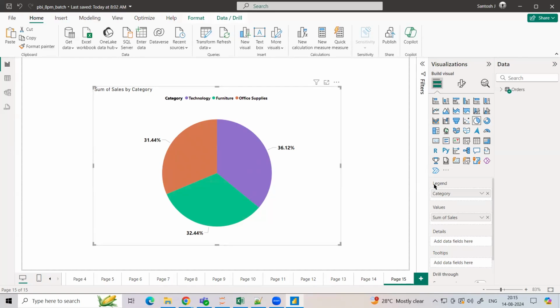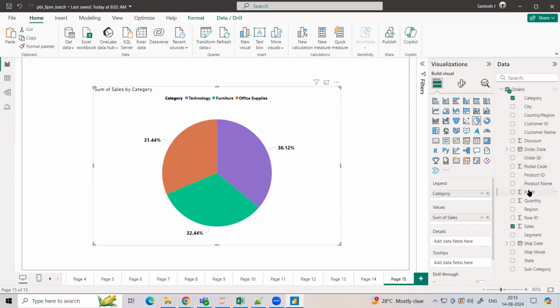Now, apart from this legend and values, there is something called details. Now let's see what to add in the details. Let's try with a numerical value. If it is not working, let's go with categorical data. Now let me go and add profit to the details.